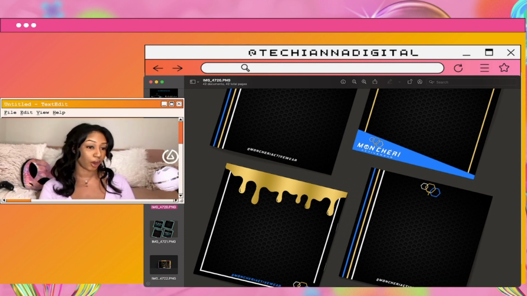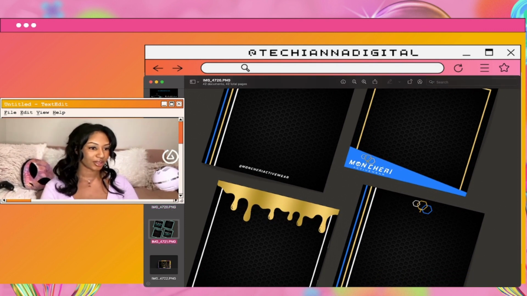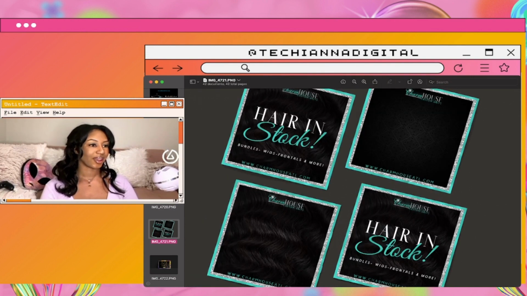But yes, I was very proud of this one. These are just Instagram templates, and you know, I thought they were really good, thought they were really cute. So yes, moving on, we have Charm House.